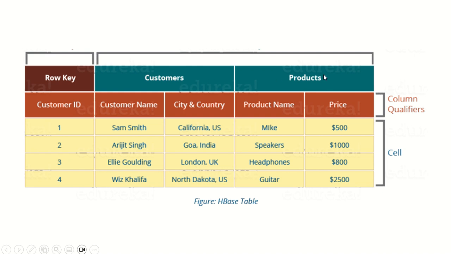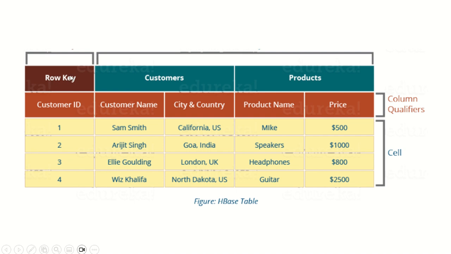What are column families? Similar columns are grouped together to form one column family. For example, you want to store the name of the customer, the age of the customer, the contact details of the customers. They are all talking about personal details. So you can group the similar columns and give a family name to that. Here you can see the customer name, city and country are grouped together and given the family name customer. Then here you can see product name and price grouped together and given the family name products.